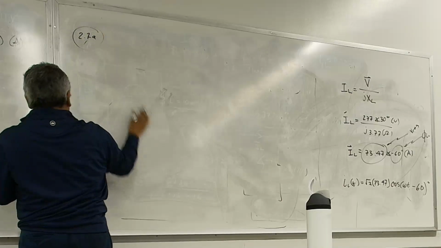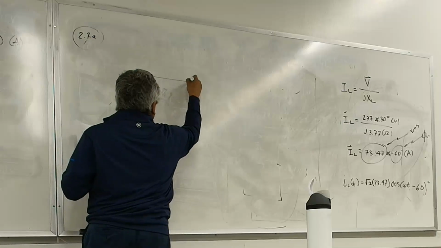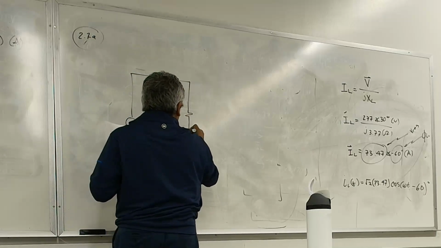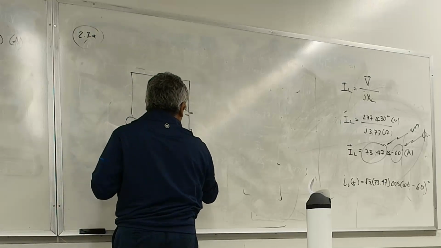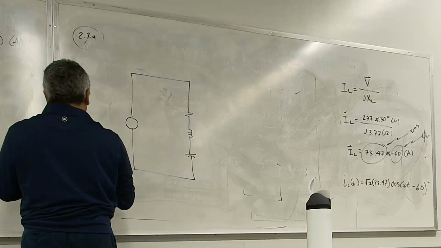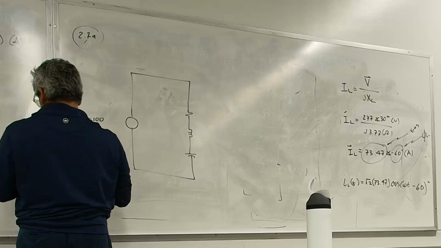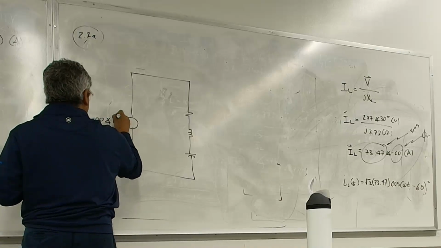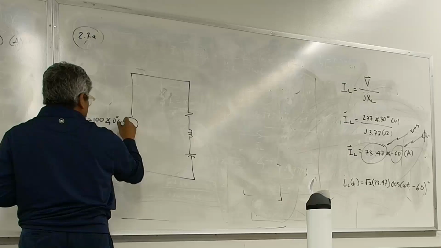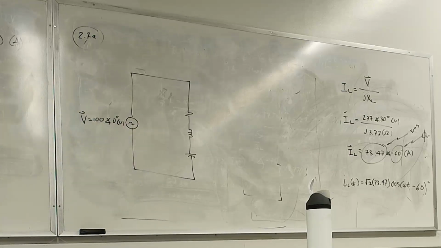What I have is this. I have a resistor, I have an inductor, and I have a capacitor. And I have a voltage source, and what they tell us is the voltage source is equal to 100 angle 0 degrees. Oh boy, they made it simple for us. In this case, the voltage is the reference, so that's simple, right?